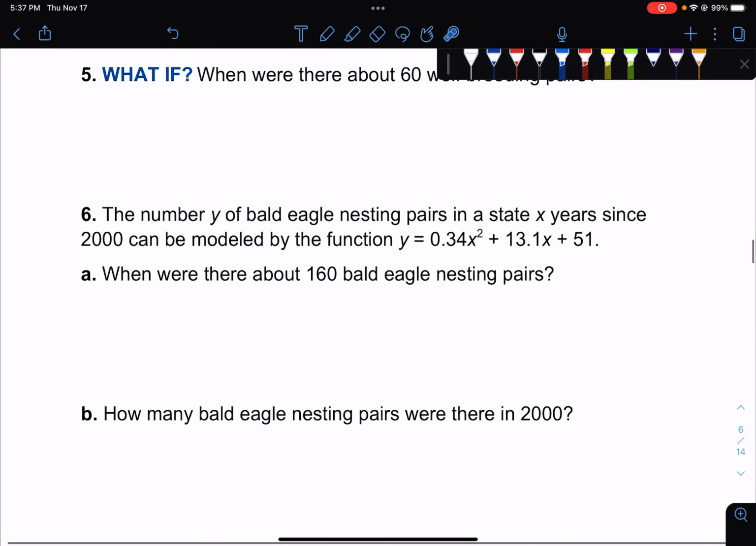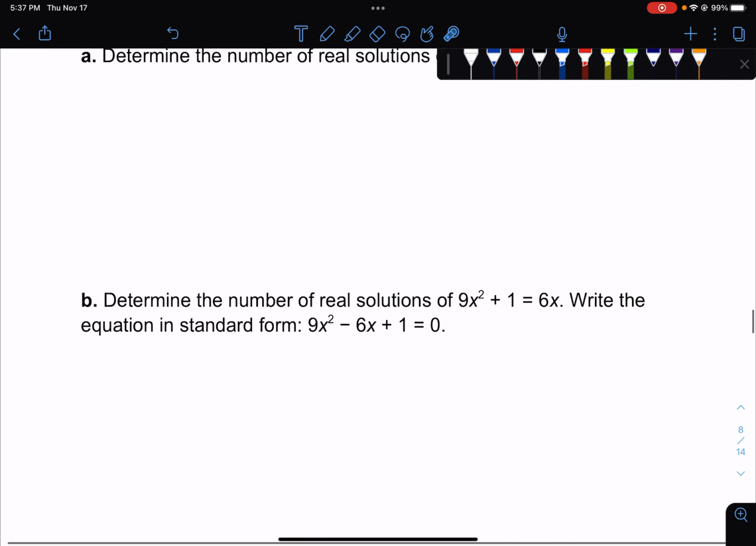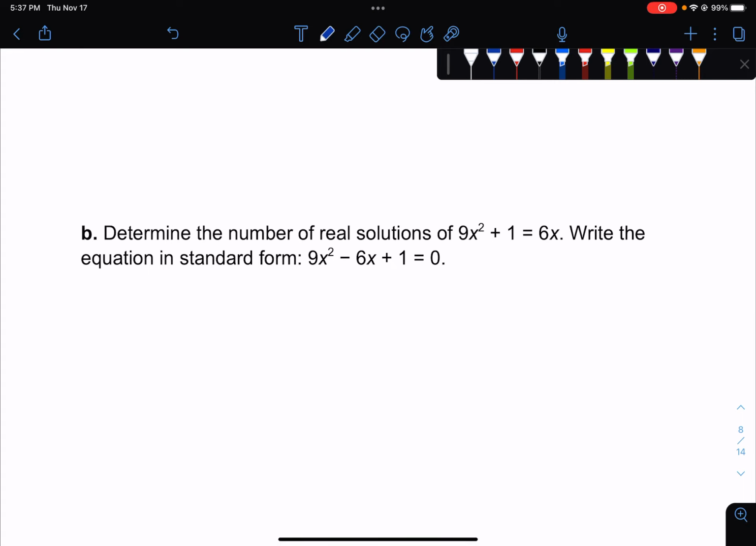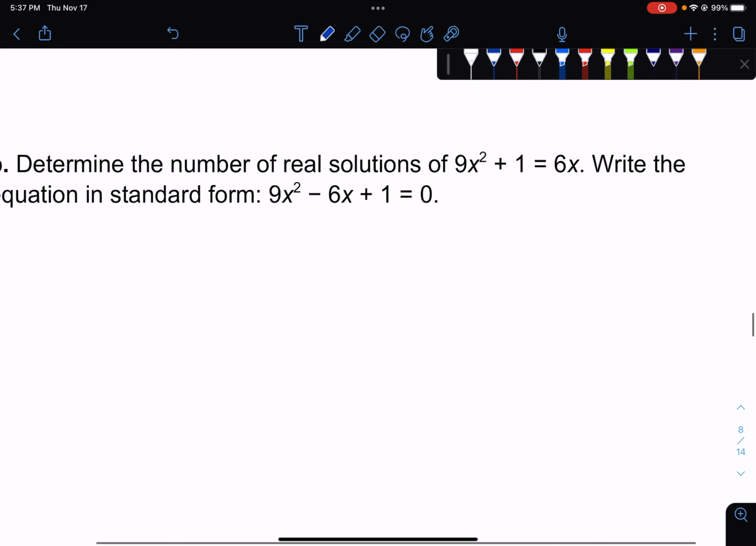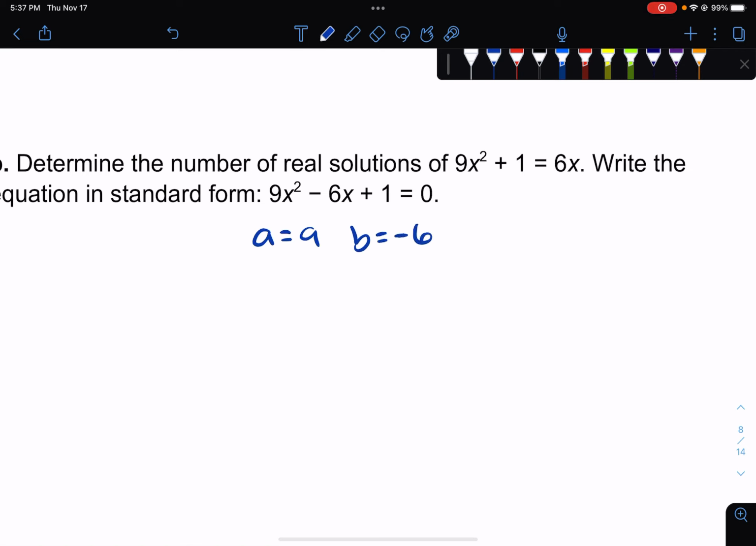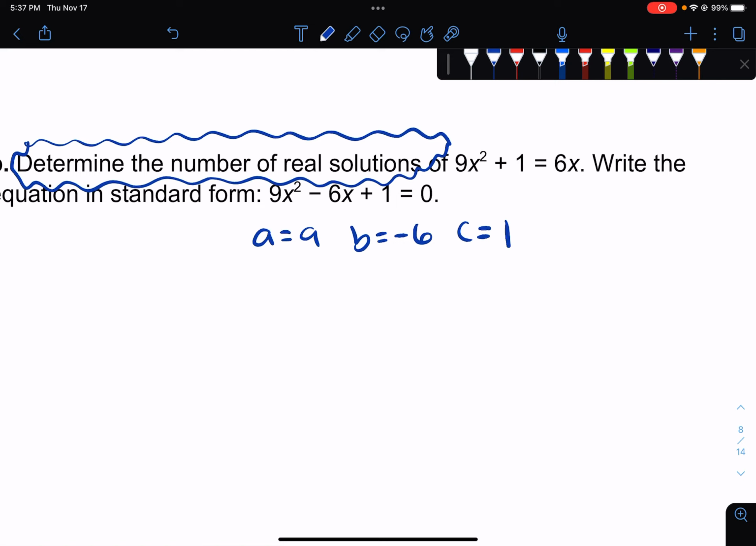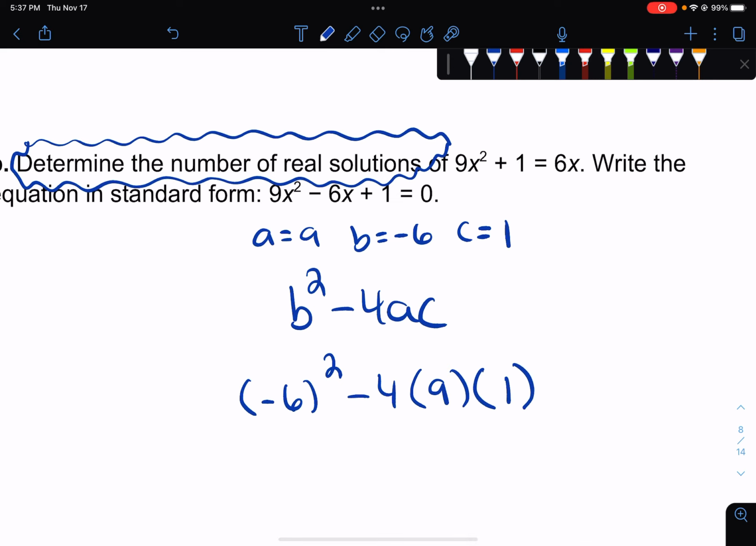So let's do an example. Where's one? Okay, right here. Do we want to do that one? Sure. So 9x squared minus 6x plus 1. So a is 9, b is negative 6, and c is 1. Now, it's asking me to determine the number of real solutions. It's not asking me to solve it. It just wants to know how many solutions there are. So I'm not going to use the entire quadratic formula. I'm going to use this part right here. So b is negative 6 squared minus 4 times a, which is 9, times c, which is 1.